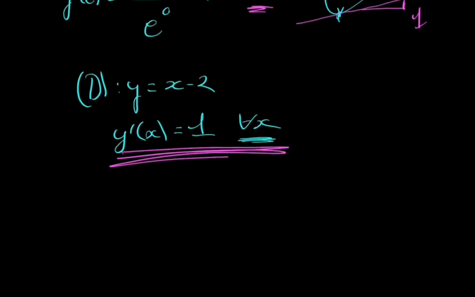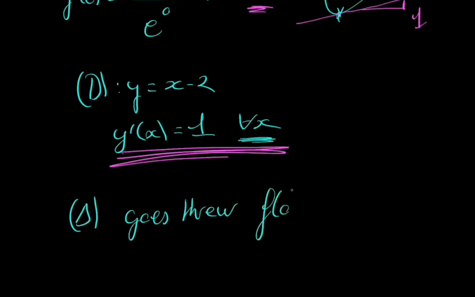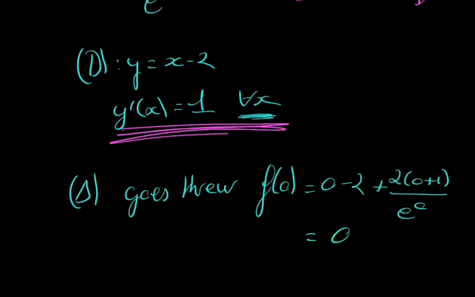So we just need to know through which point delta passes. Okay, so we've got delta that goes through f of 0, because it's tangent. f of 0 is equal to 0 minus 2 plus 2 times 0 plus 1 over exponential of 0. So it's equal to 0.